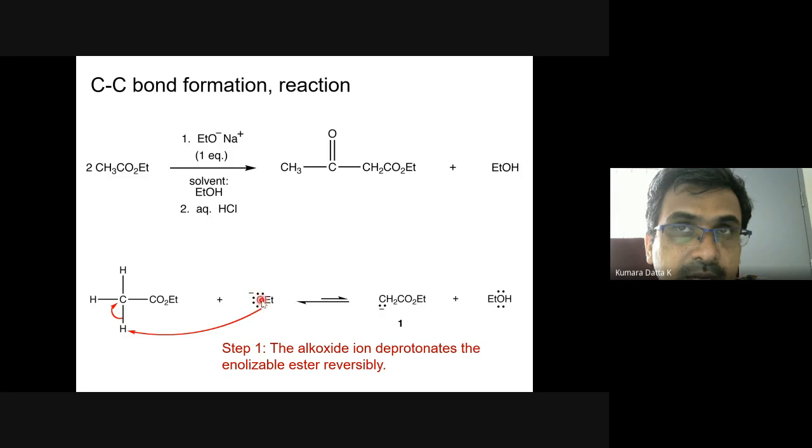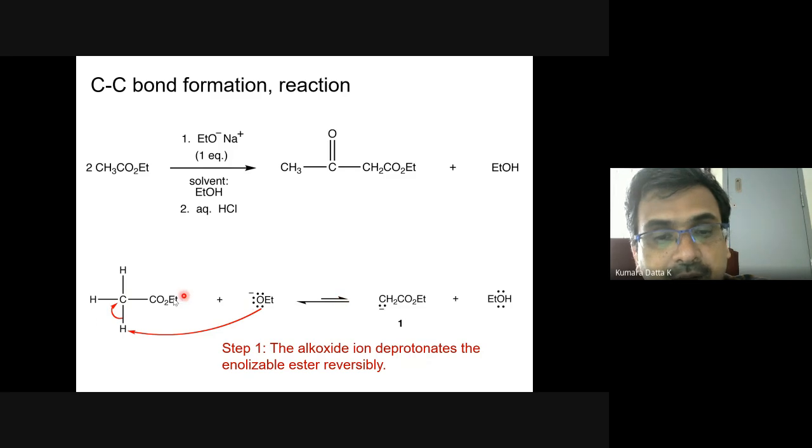OEt minus would like to take away the proton from the enolizable part. So it takes away this. So we get ethanol along with this, which will be electron rich in that case. So this will be like minus, and the hydrogen's electron also will be coming here. So it forms this stage. It will be anionic in nature.